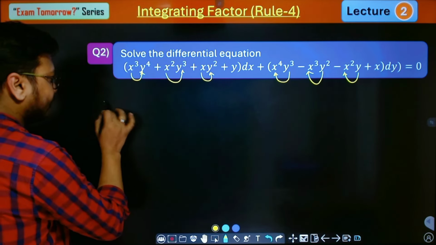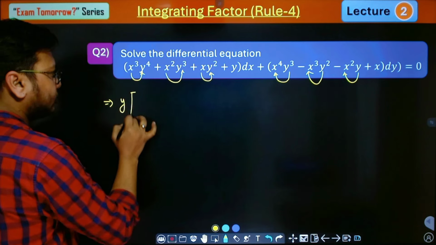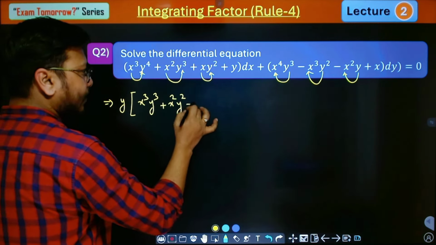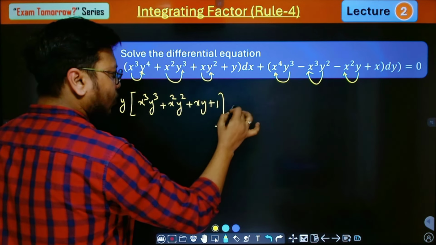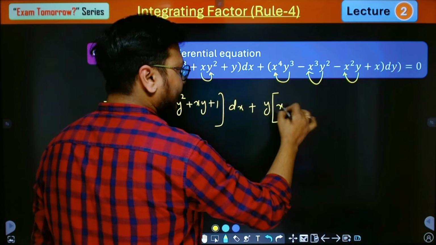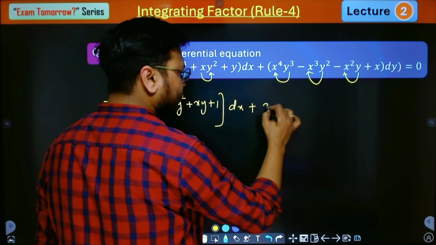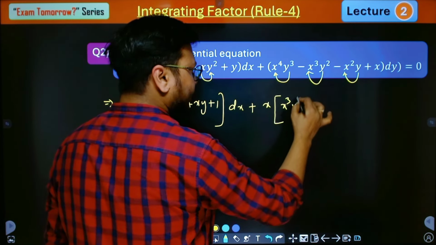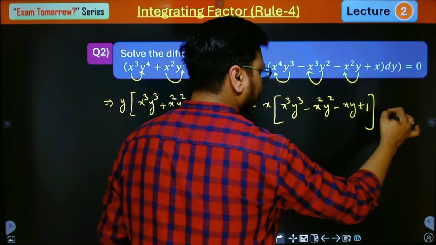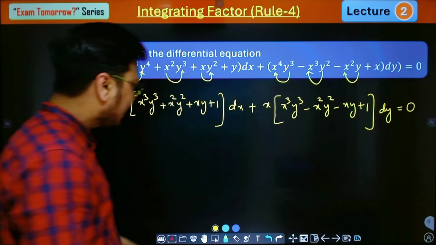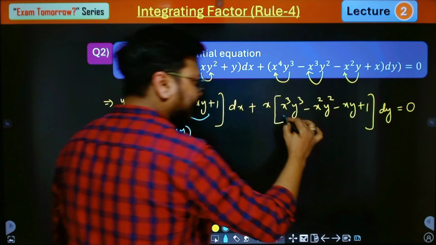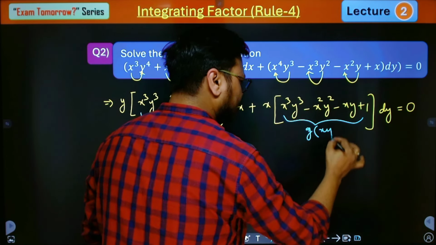So if you make this observation, if I take y common from the first part, I'll have x cube y cube plus x square y square plus xy plus 1 whole dx. And if I take x common from the second one, I have x cube y cube minus x square y square minus xy plus 1 dy equals 0. And you can see this is a function of xy and this is again some other function of xy.